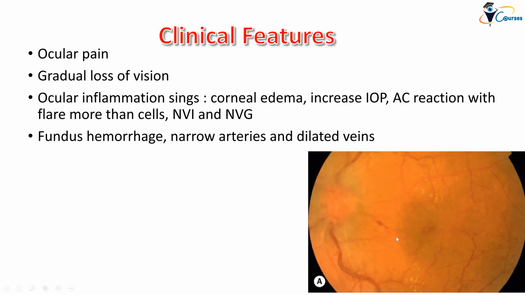Also, this is for the anterior segment. For the posterior segment, there will be fundus hemorrhages, there will be narrowing of the arteries and dilatation of the veins. So there will be limited flow of blood in the arteries due to insufficiency of the carotid, and there will be stagnation of the blood in the veins, leading to dilatation of the veins.